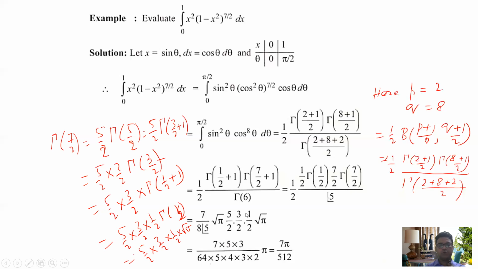So what is similar to this one? This is similar to this. After simplification you have 7 pi by 512. Just use your calculator and find the result. Okay, so this is the calculation. This type of question you can expect in your question paper.